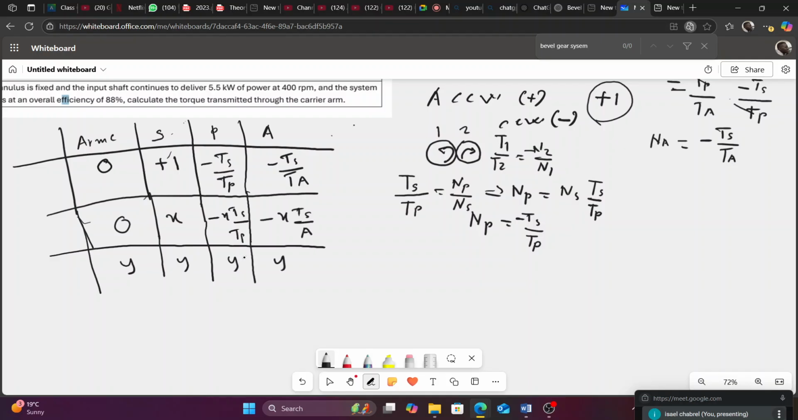And the last and not the least, it is what is called the total motion. Total motion simply means the total expression of the speed that you'll be using in your calculation. For the total motion, you do have y plus this, which gives you this. X plus y gives you x plus y. This one gives you y minus x TS over TP. Now we have y minus x TS over TA here.